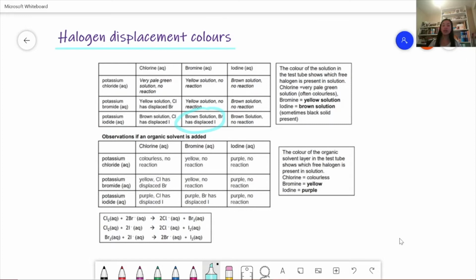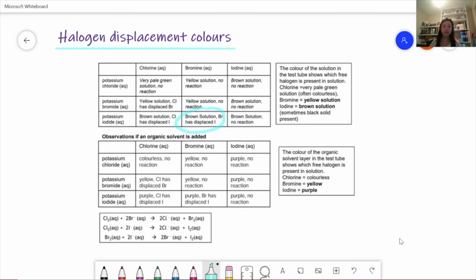And then for bromine and potassium chloride, there's no reaction because the bromine can't displace the chloride. And then bromine and bromide, there's no reaction, but it's the same. And bromine and iodide, the bromine can displace the iodide, and so it becomes purple because the bromine has displaced the iodide. And then for iodine and all of them, there is no reaction because it is the least reactive halogen.